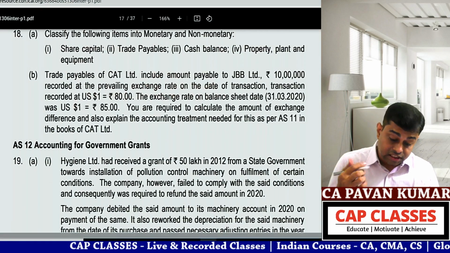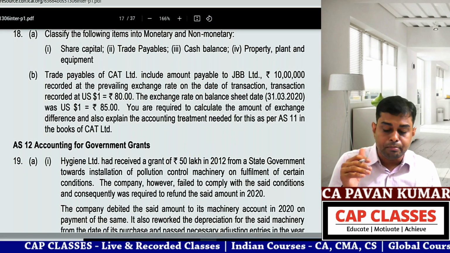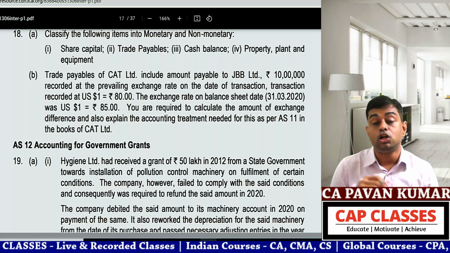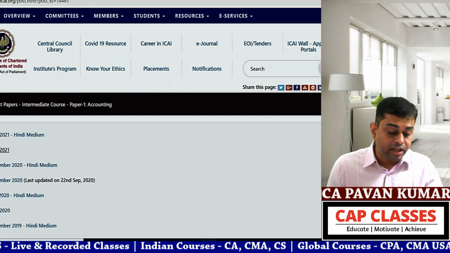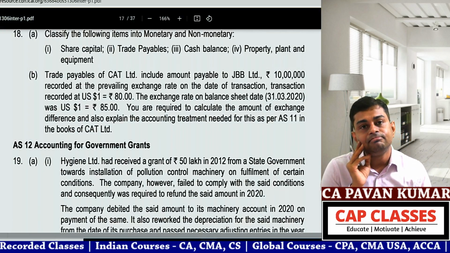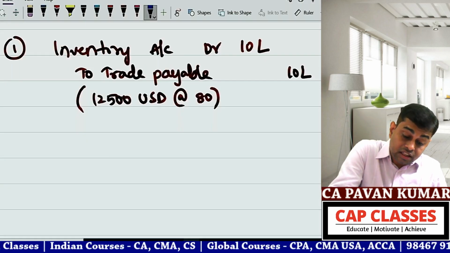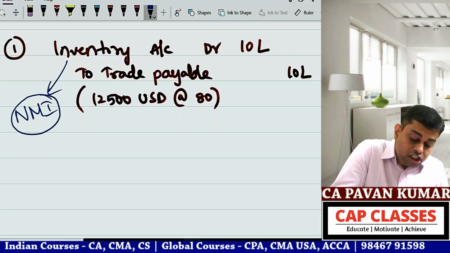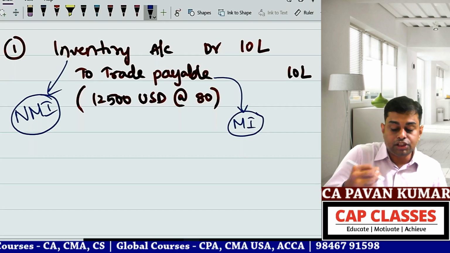Next. The exchange rate on balance sheet date. Oh my god. It is 1 US dollar is 85 rupees. Dollar rate increased, so you need to pay more money to your supplier. Pavan sir, this is a loss for us. Yes, but observe one thing. Inventory is a non-monetary item and we will not change. Trade payables is a monetary item and we will change.